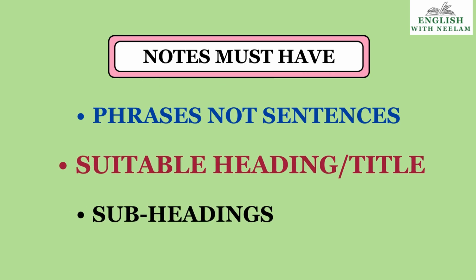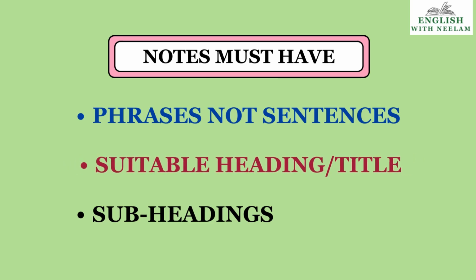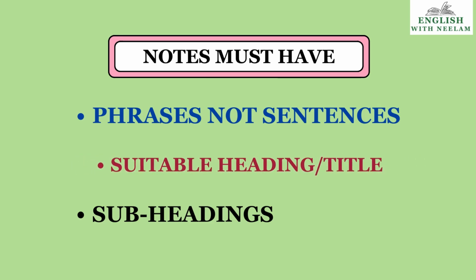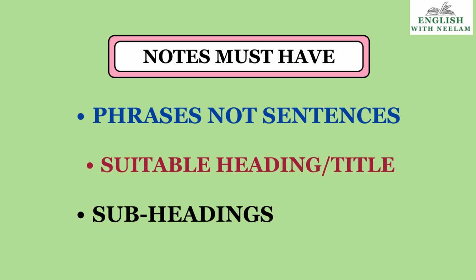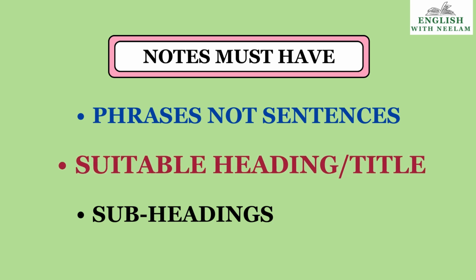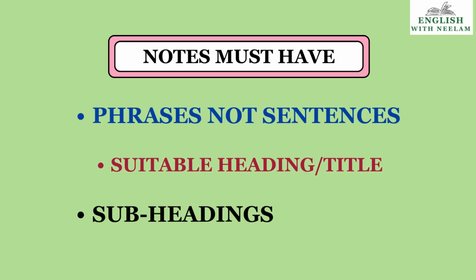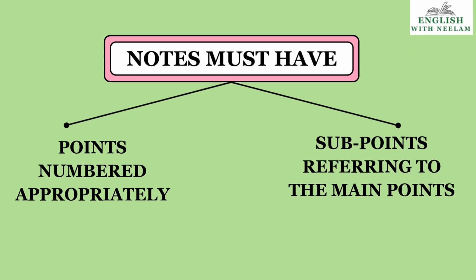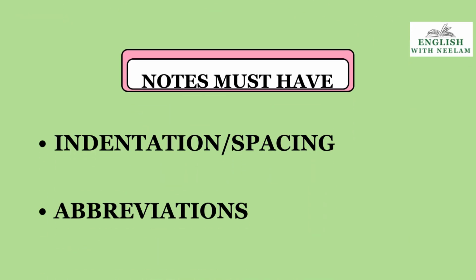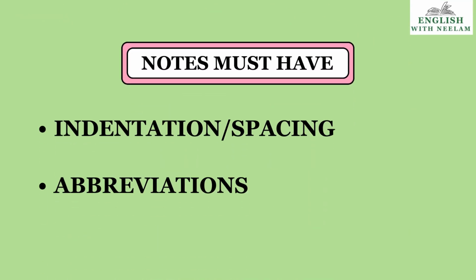Children, your notes must have phrases, not the sentences. It should have a suitable title. First of all, title. And then we start making notes with phrases, not the sentences. Subheading. Then we write the points numbered properly. And then the sub-points that refer to the main points, children. You have to be careful about indentation, that is called spacing, children. I will tell you what this is while I give you the format.